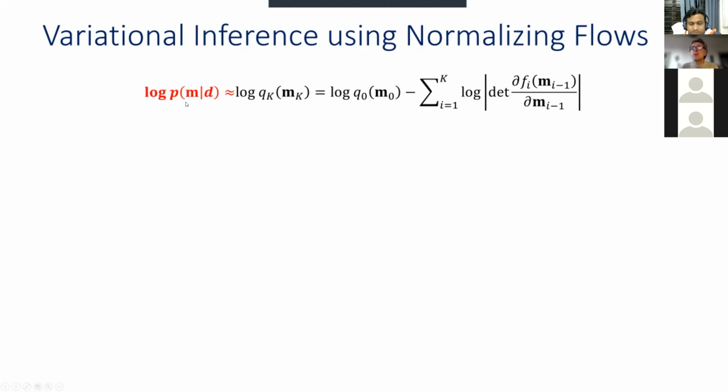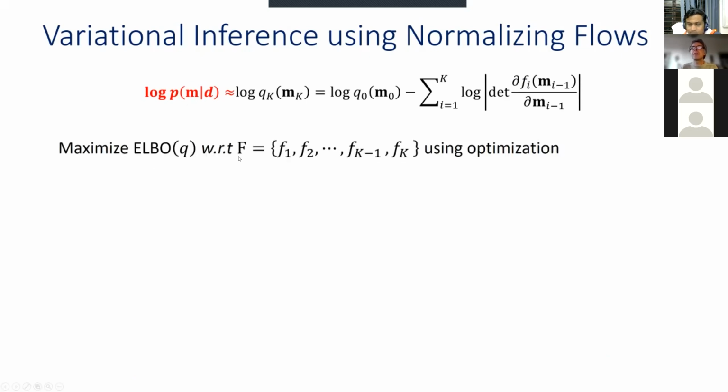And to do that, we know that in variational methods, we have to maximize the ELBO with respect to these flow functions. In other words, we're now going to optimize by perturbing these flow functions using optimization such that we maximize the ELBO, which is the similarity between these two distributions here, the P and the QK.